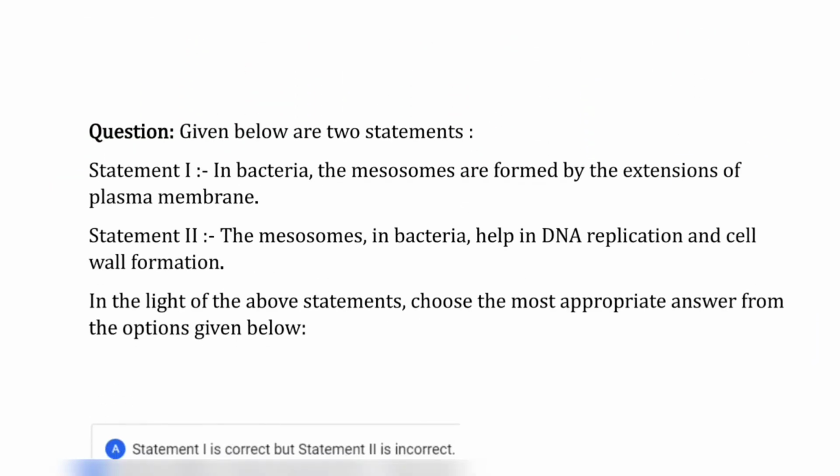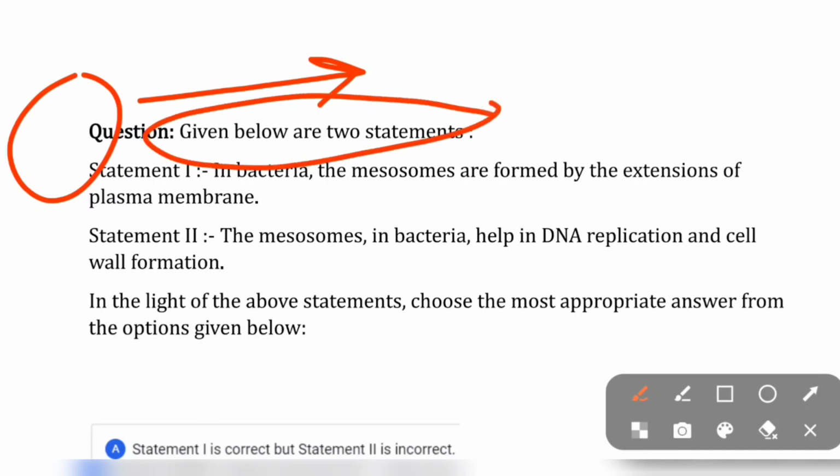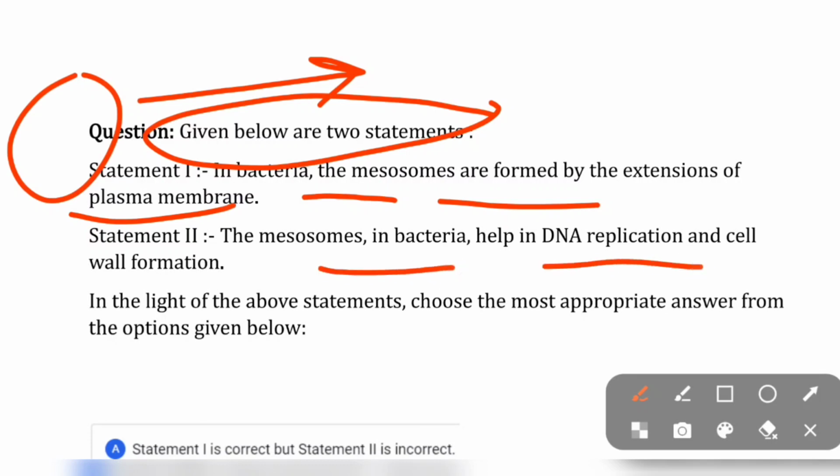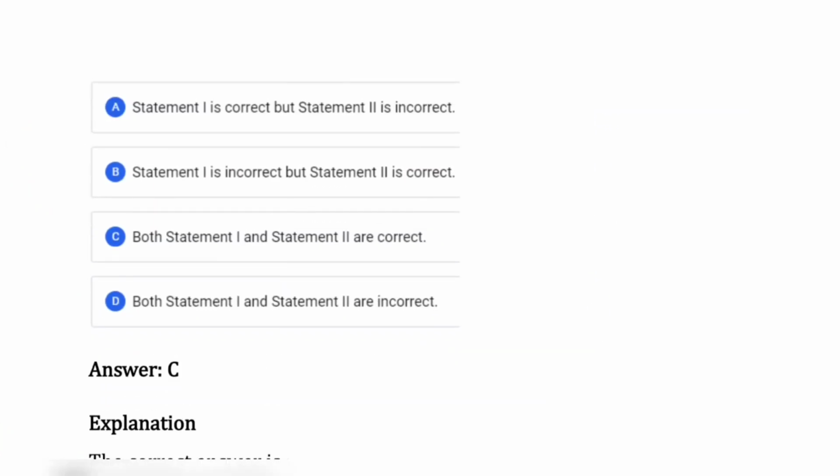And the first question we have is particularly from the prokaryotic cell, and this statement first and the statement second, we have to choose the right statement. In statement first, in bacteria the mesosomes are formed from the extensions of the plasma membrane. Statement second, the mesosome in bacteria help in the DNA replication and cell wall formation. So here are the options.